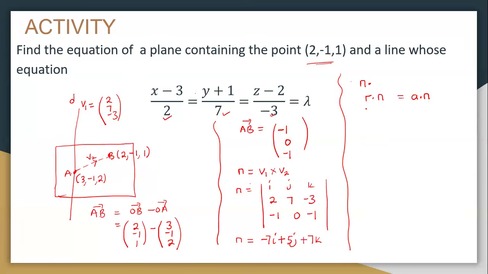So what is going to be our r? Our r is x, y, and z dot our n, which is the normal vector, negative 7, 5, and 7, equal to your point A. Point A can be any point as long as that point is on the plane. It can be this point, it can be this point. For whatever point you use, you get the same answer. So I'm going to use 2, negative 1, and 1, and dot it with our normal, which is negative 7, 5, and 7.